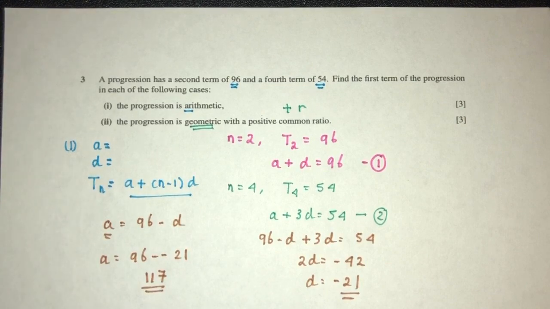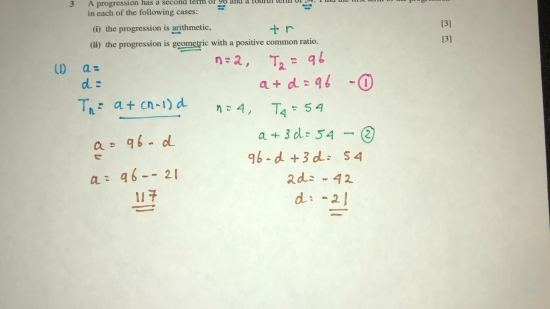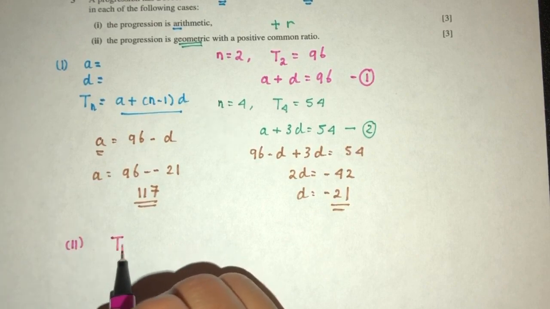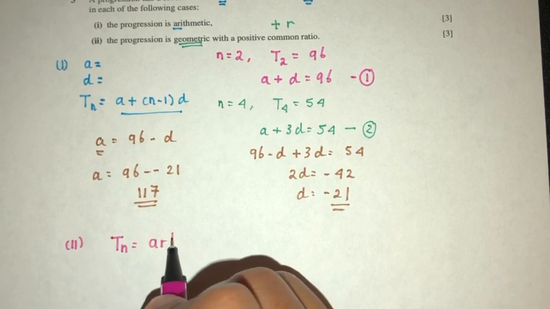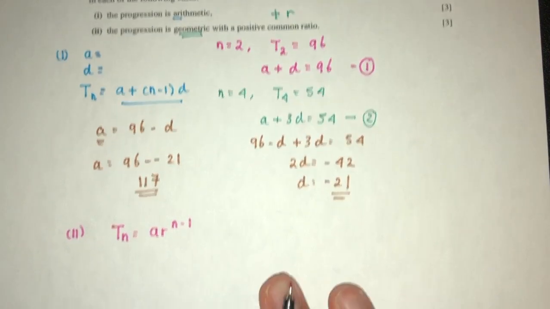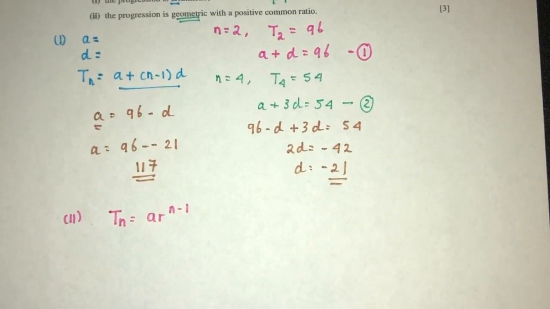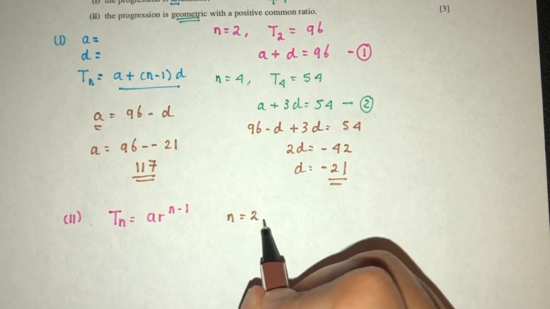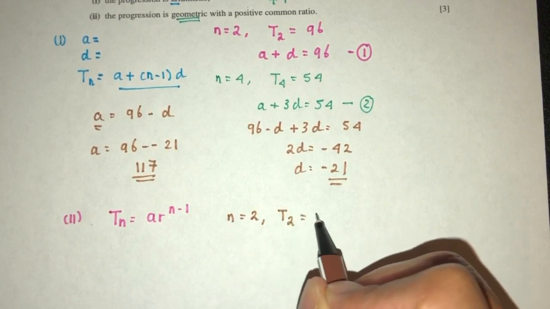Now, if the progression is GP with a positive common ratio value r, let's find that. Now, we understand that for GP, we have different formulas, right? We know that the nth term has to be a r power n minus 1. So we are given the same thing here, same kind of progression. N is equal to 2.